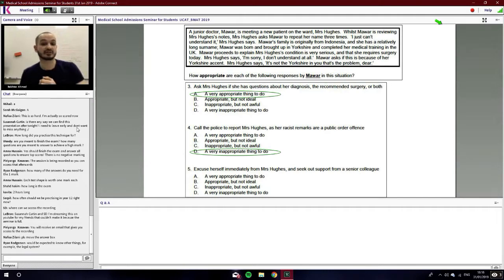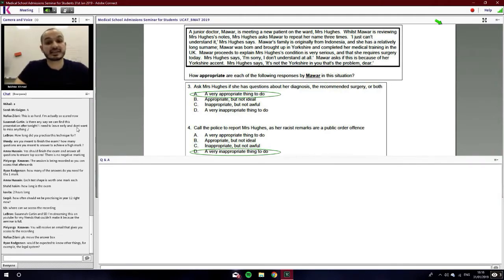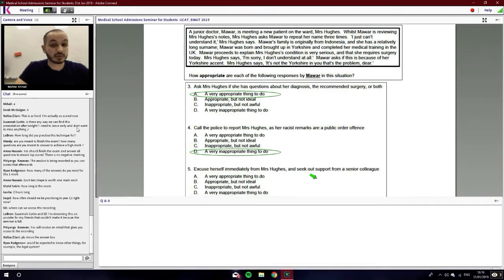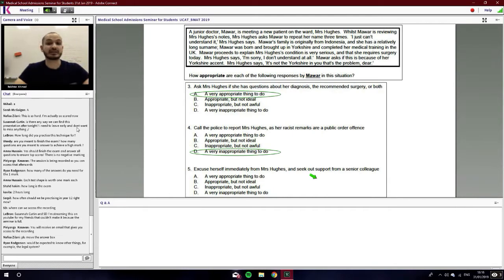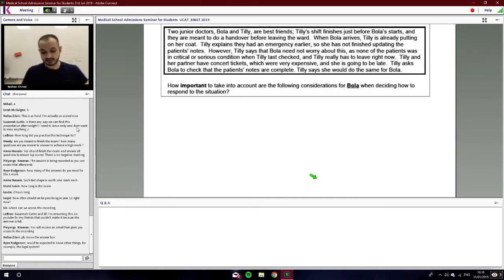But the second bit, seek support from a senior colleague, that's not such a bad idea. And that's what makes it C instead of D. So it's inappropriate, but not awful. If that comment really offended you, then maybe that's a good thing. But majority of the time, some patients can be rude, depending on whatever reasons. It doesn't mean you should stop providing that patient care that they need. So this is C, and majority of you got that correct. So well done. Right, we're going to look at a different type of scenario now.